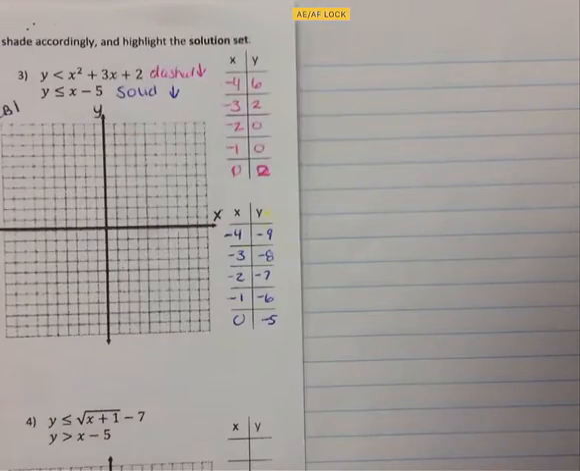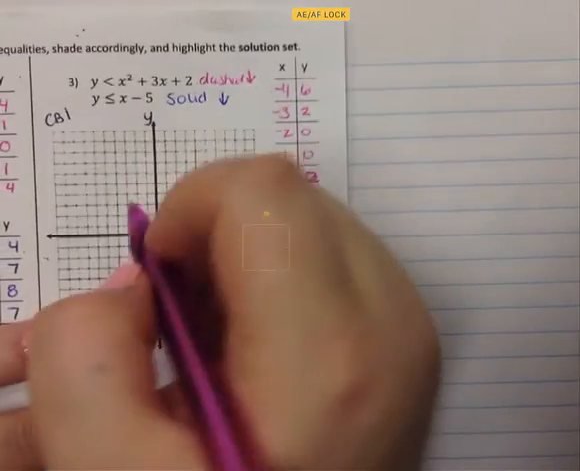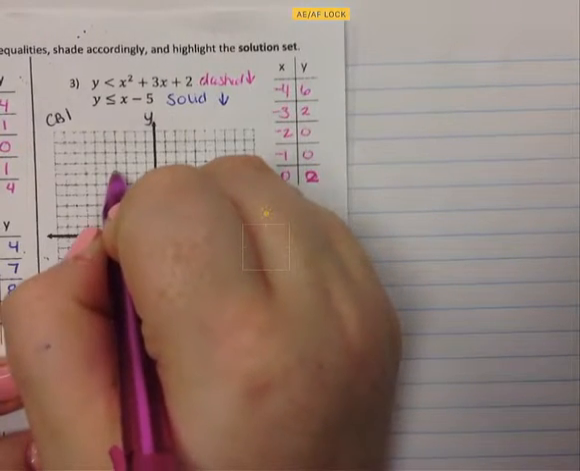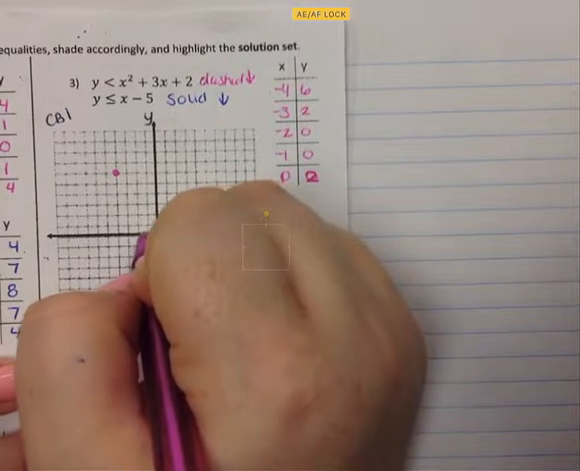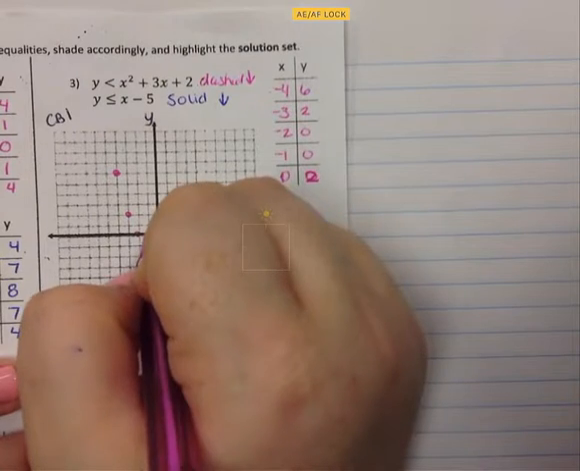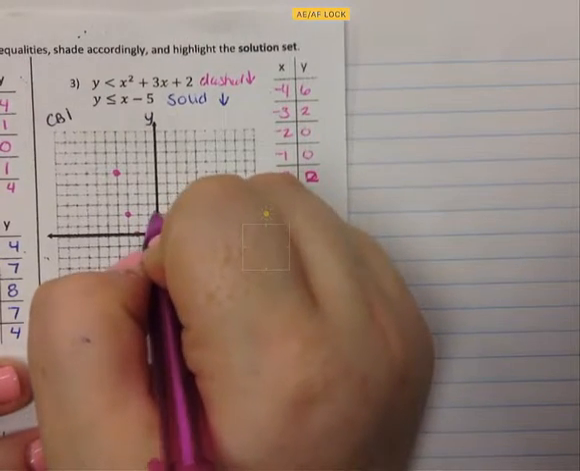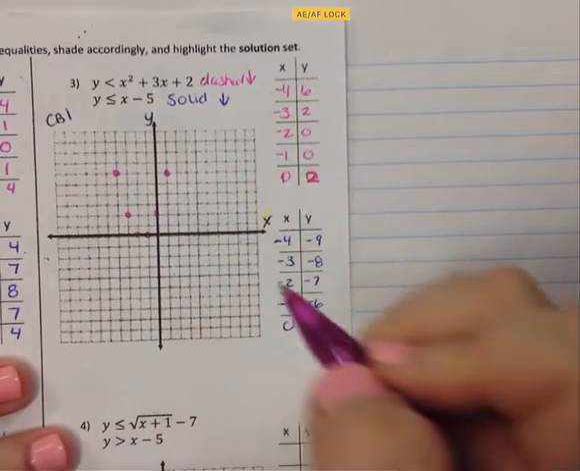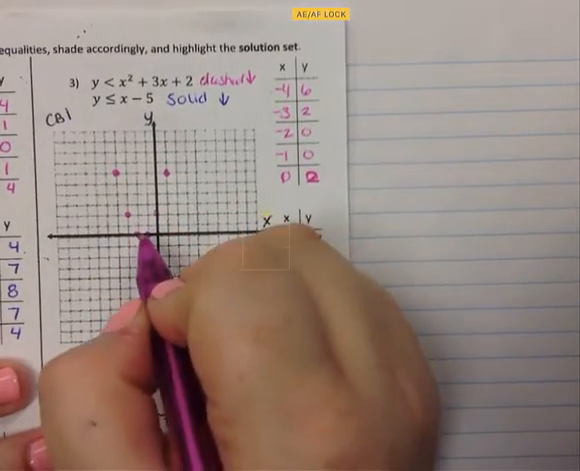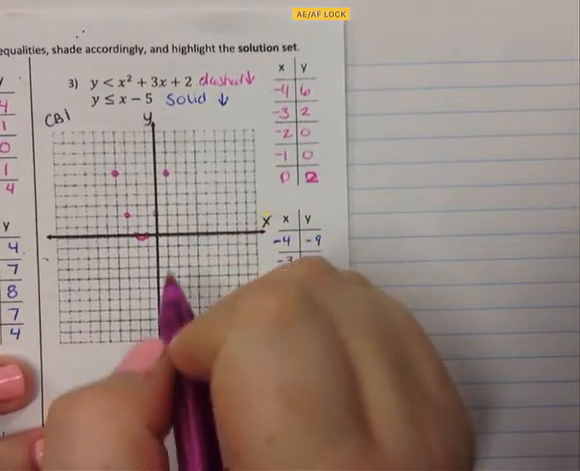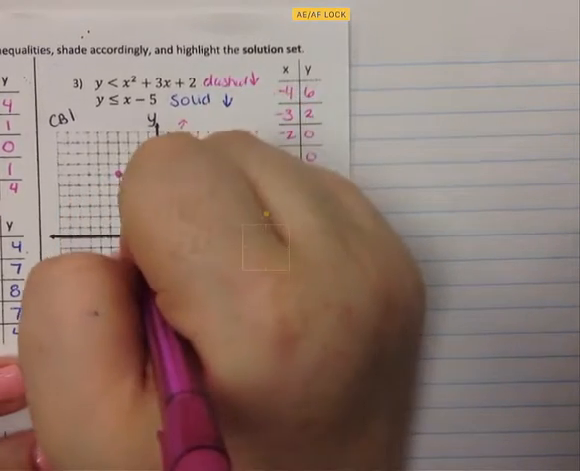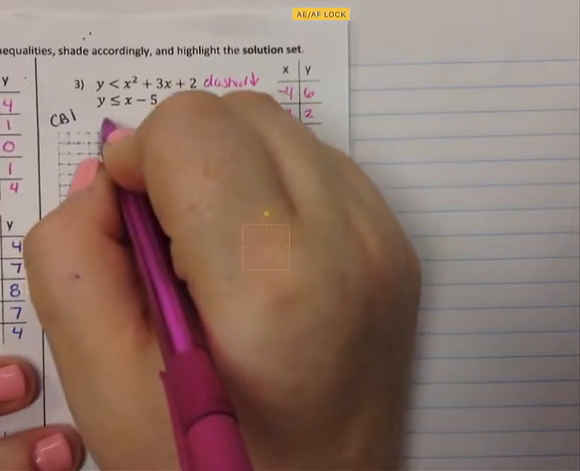So now with our coordinates, our pink is at negative 4, 6, negative 3, 2, negative 2, 0, negative 1, 0, 0, 2, and then it would be at 1, 6 because that would be a mirror image of each other. But again, this is a parabola, so it does actually curve down. Okay, so be careful about that. It is dashed. And make sure you put arrows at the end. I'm not going to shade yet.